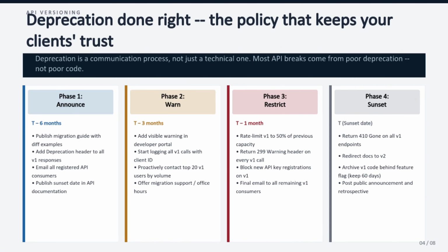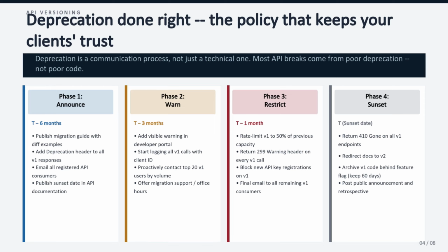Alright, phase 1, announce. And this should happen around 6 months before shutting down the old API version. Yes, 6 months. That sounds long, but for enterprise systems, it is actually the minimum. So what do we do here? First, publish a migration guide, very important. Don't just say please migrate, explain exactly what changed with examples. Then, add a deprecation response header to every old API response.